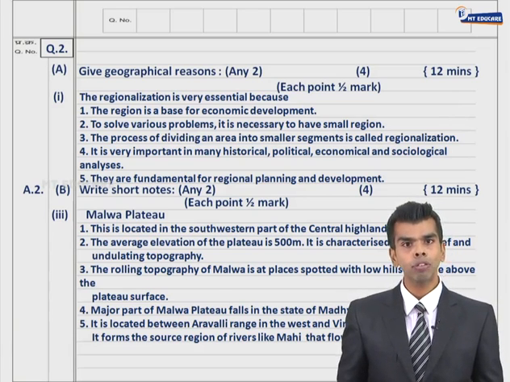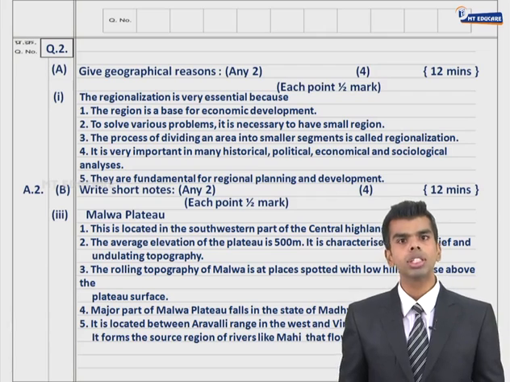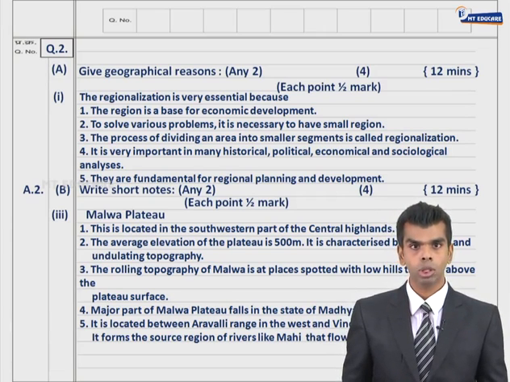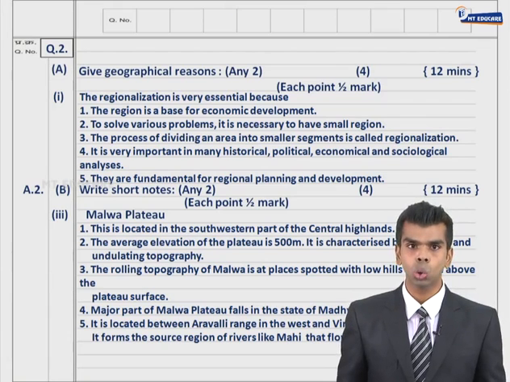Kids, be it the paper of geography, economics or history civics, in this paper your answer needs to be in points. See to it that you write your answer in points. So this was question number 2, the short answers having give reasons and short notes.